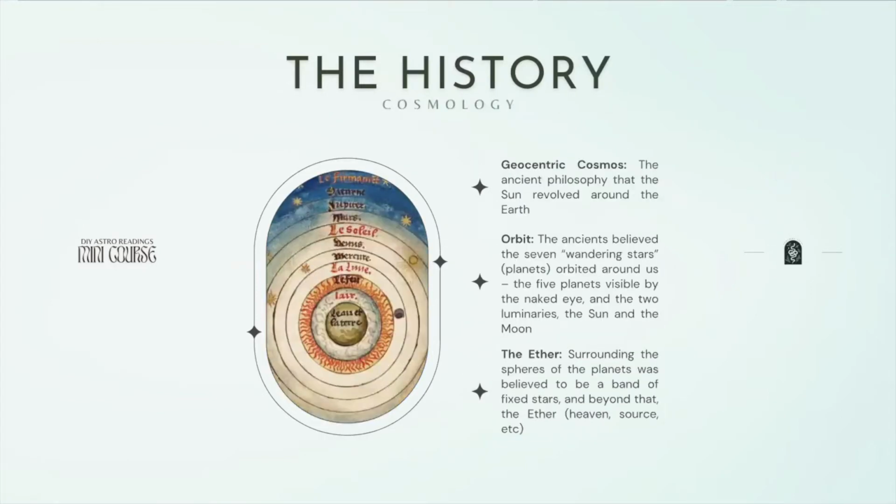So we talked about the cosmology and how the history is all about how we got to now. In modern day science and astronomy, we understand the solar system and the universe and the galaxy from a heliocentric perspective. So everything in our solar system is rotating around the sun.